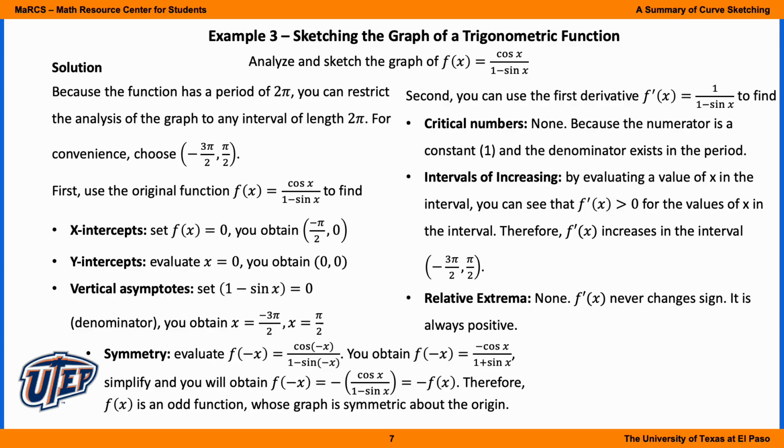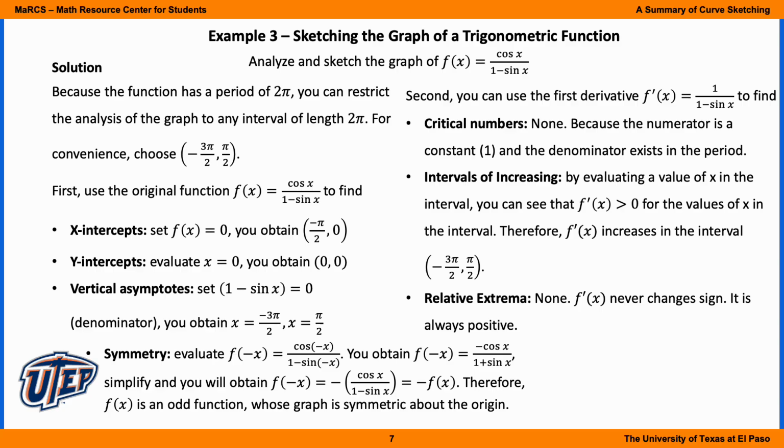Now for symmetry, we will evaluate f of negative x. And we will obtain that f of negative x is equal to negative cosine of x divided by 1 plus sine of x. Once we simplify, we will get that f of negative x is equal to negative f of x. So that means that f of x is an odd function whose graph is symmetric about the origin. Next we can use our first derivative, 1 divided by 1 minus sine of x, to find our critical numbers, our intervals of increasing, and our relative extrema.